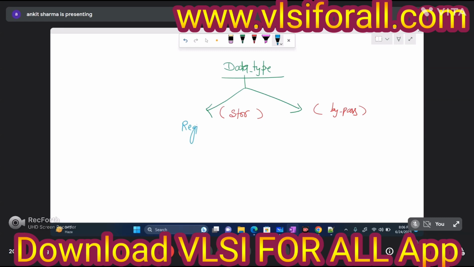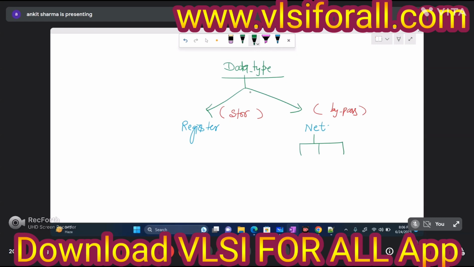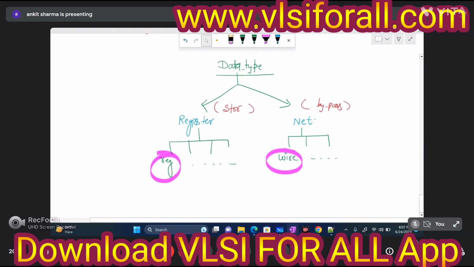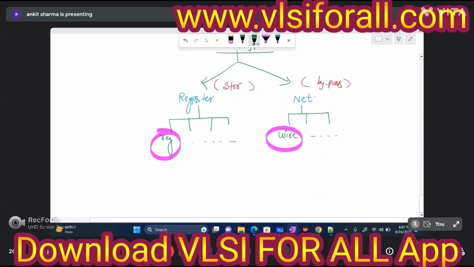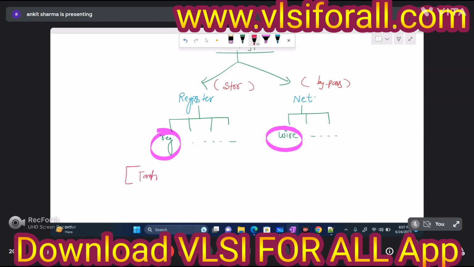So similarly, here also we have two categories. One is register and one is net. Okay, so we have many categories here also, but I will tell you only one of them. One of them is nothing but reg, and here is wire. So what is a reg and what is a wire? Reg and wire are almost equivalent to what I already explained.